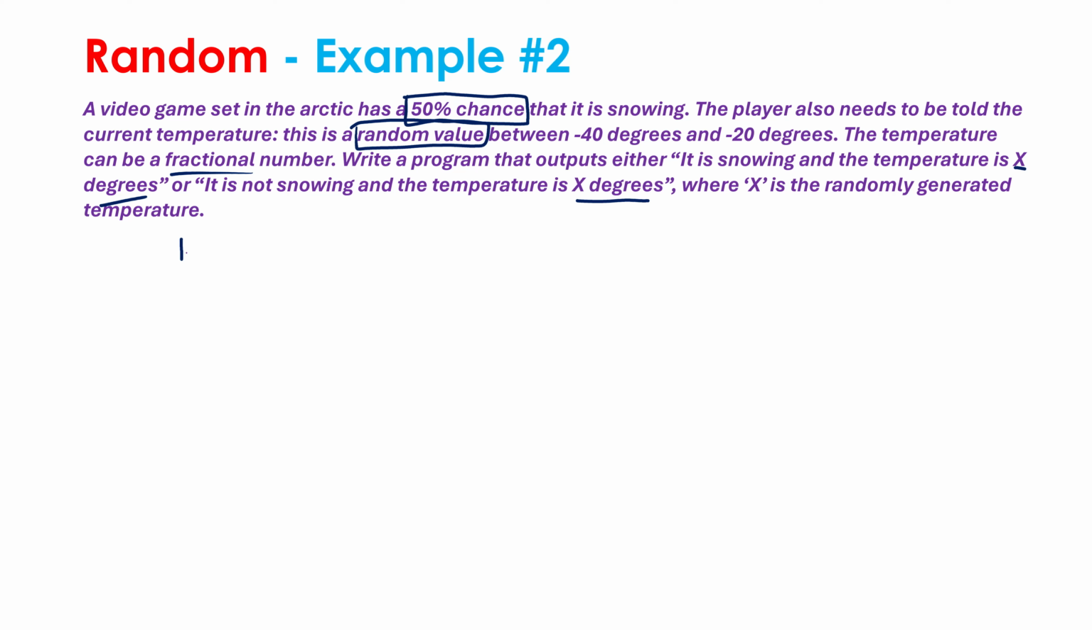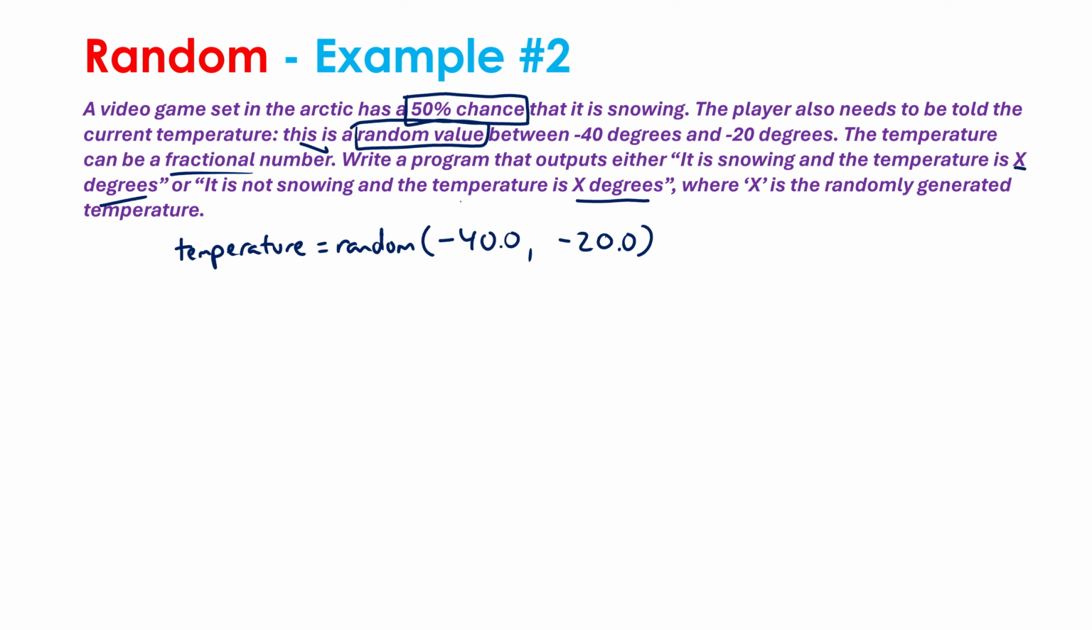So let's say the temperature is equal to random. And now my range is minus 40 to minus 20. So I can put that in my brackets. However, if I want to have these be fractions, I need to make sure the numbers here are reals. So I need to do 0.0, 0.0. So they're treated not as integers, but reals. And in OCR's language, this would give us random fractions. Okay, so I've kind of ticked off that point about getting that random value.